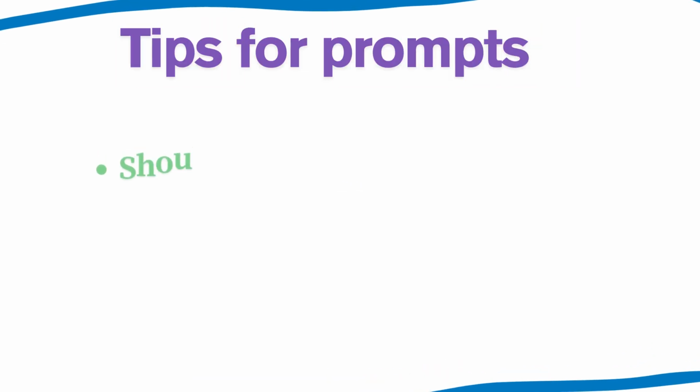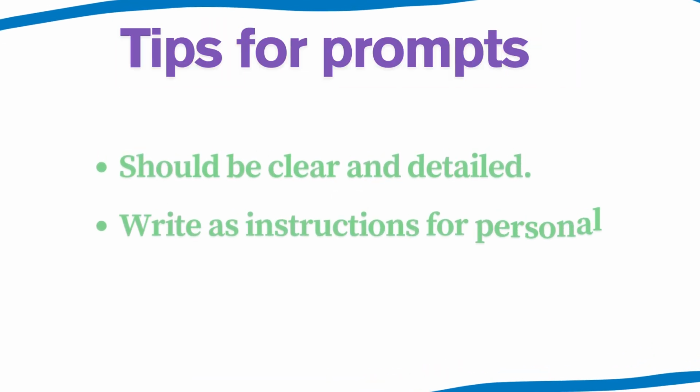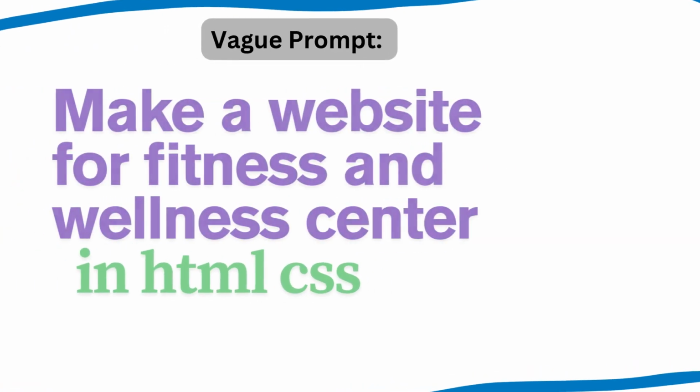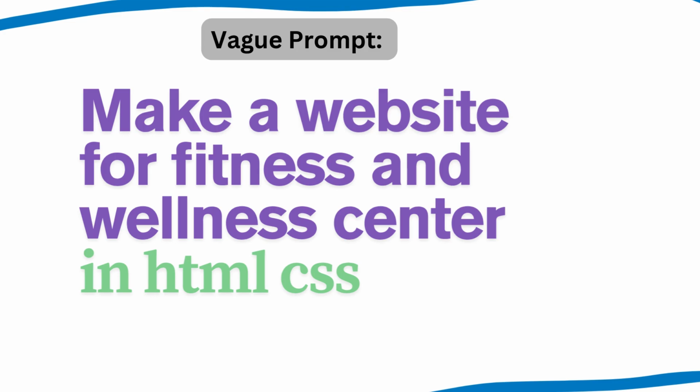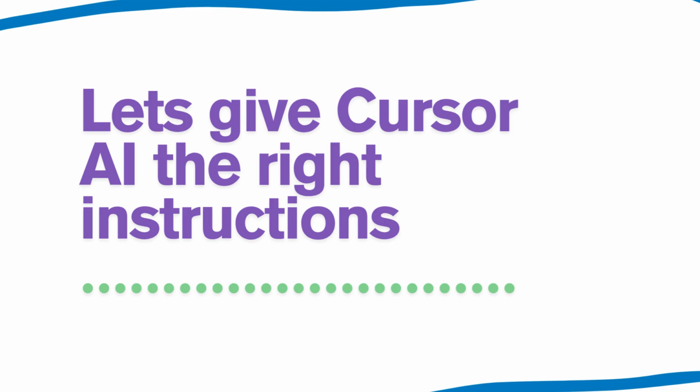Let's start by giving Cursor AI a clear and detailed prompt to create our website. Now, here's a quick tip. Prompts are super important when working with AI. Think of them as instructions for a personal assistant. The clearer your instructions, the better the results. If you're vague, like saying, make a website, the AI won't know what you want. But if you're specific about the website's purpose, design, and features, you'll get exactly what you're looking for. So, let's give Cursor AI the right instructions.